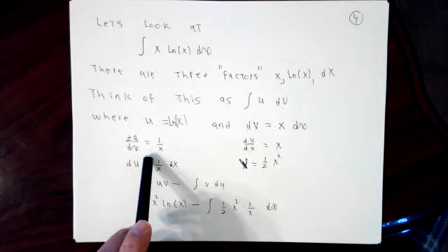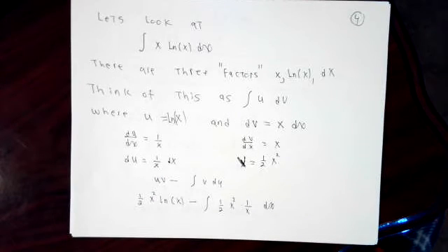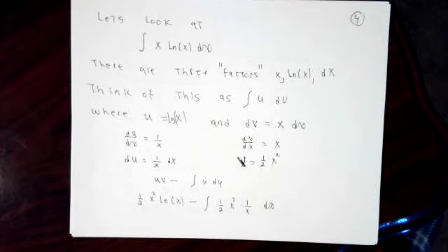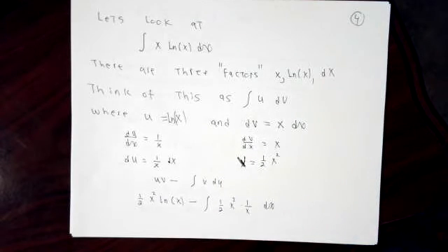The derivative of u with respect to x is 1 over x. du, pretending that the derivatives are fractions again, is 1 over x times dx. If dv is x dx, then dv dx is x. That means that v must be an antiderivative of x, and one such antiderivative is 1/2 x squared. Then I want to write down u times v minus the integral of v du.